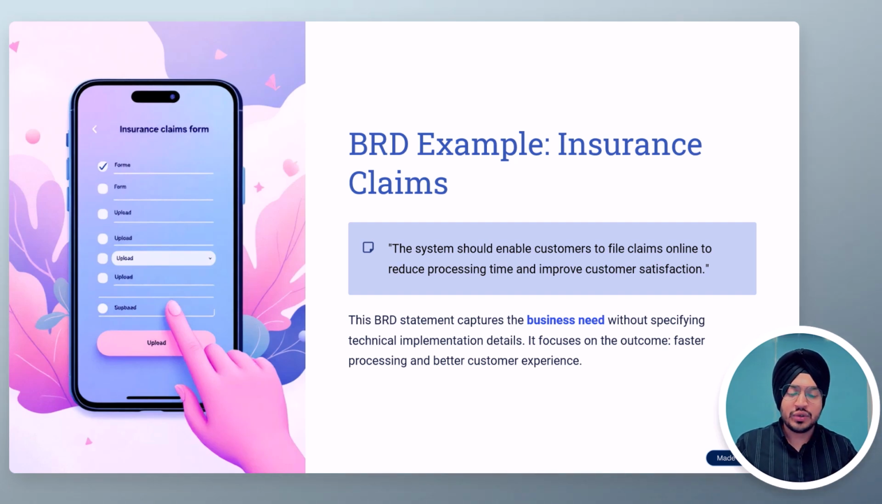So in BRD, we need to mention the business needs. An example for the business need could be: the system should enable customers to file claims online to reduce processing time and improve customer satisfaction. Here, as it is high level, we have not mentioned any detail like how much processing time should be reduced, how we can improve the customer satisfaction, or how they can file the claim online. We have not mentioned the process. So that's why BRD is a high level document.